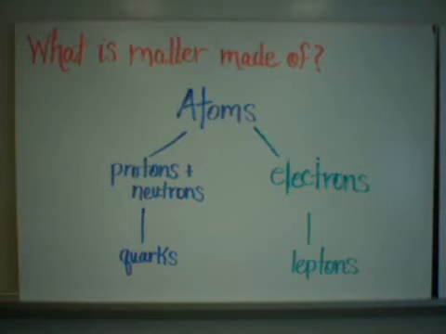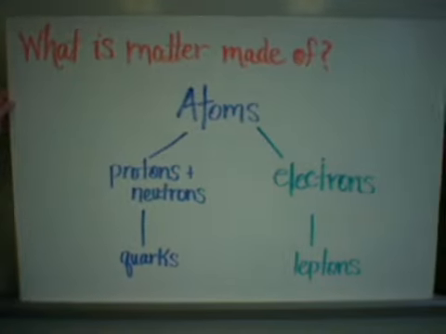The protons and neutrons are made of particles called quarks, and the electrons are made of particles called leptons. We're getting into particle physics when we're talking about quarks and leptons. If you asked a physicist what matter is made of, their answer would probably be quarks and leptons. Now that we know what makes up all of matter, let's learn how to classify it.